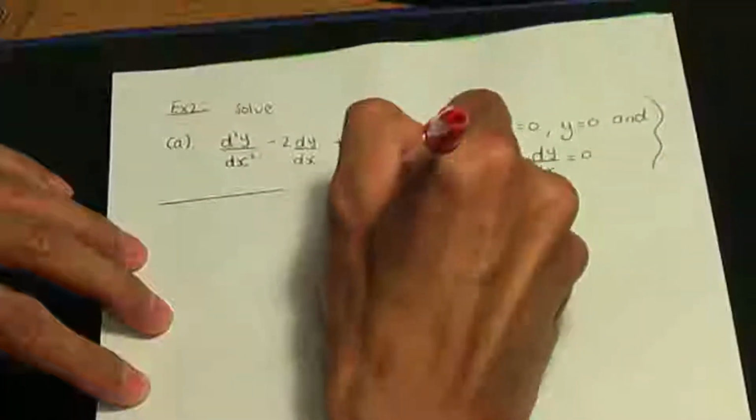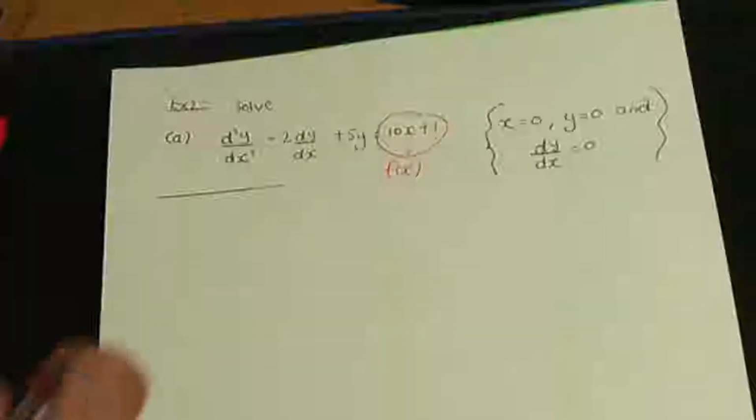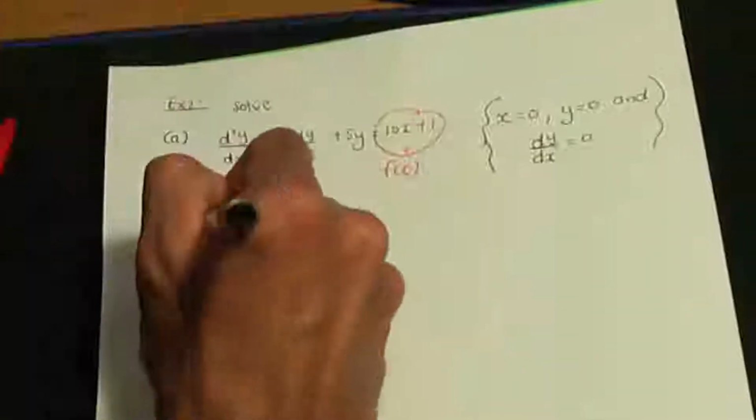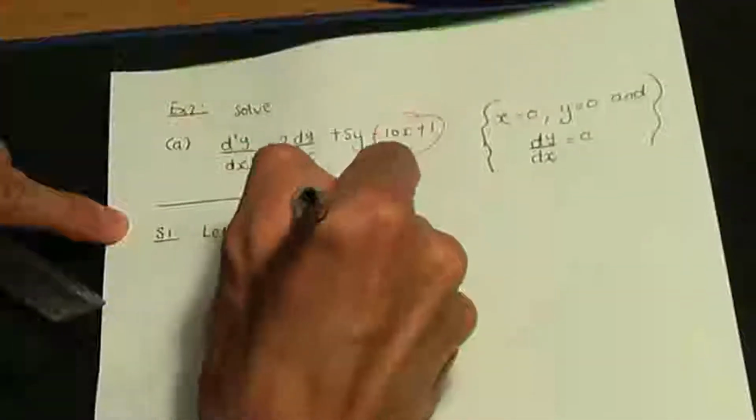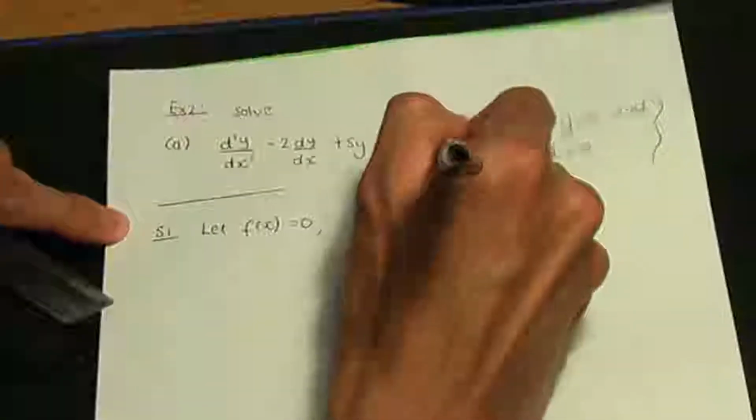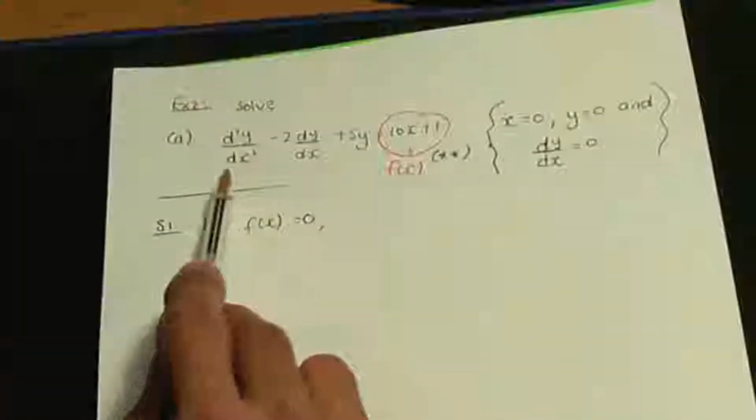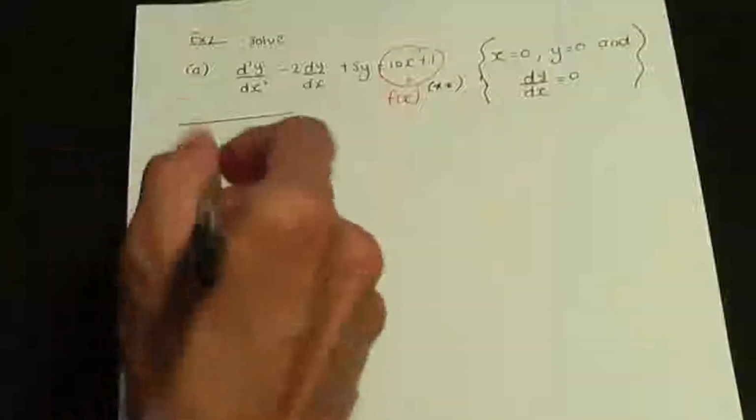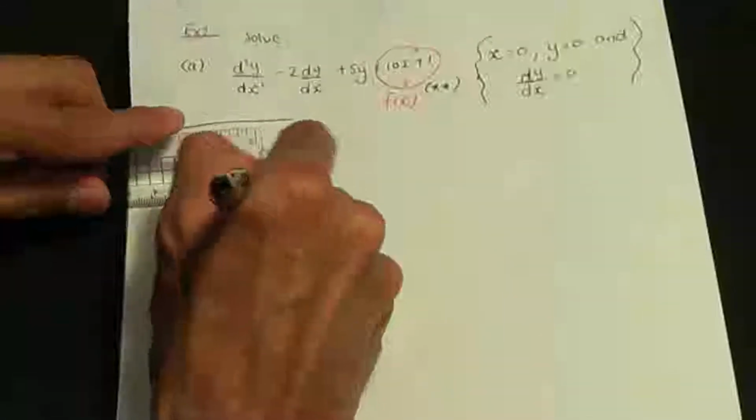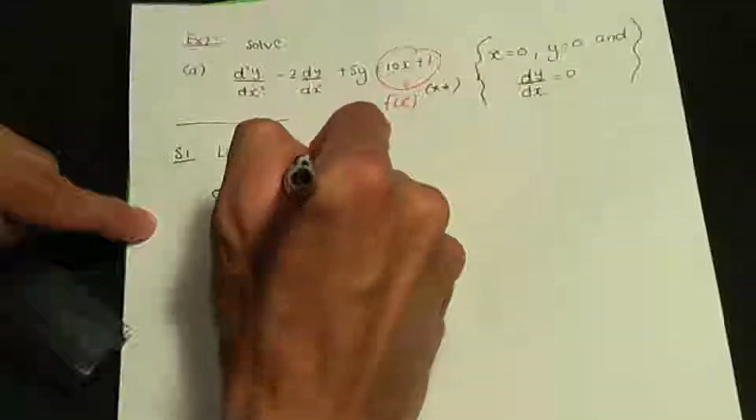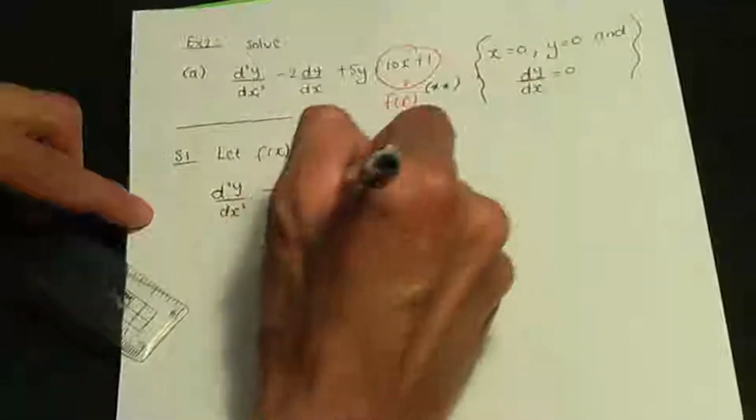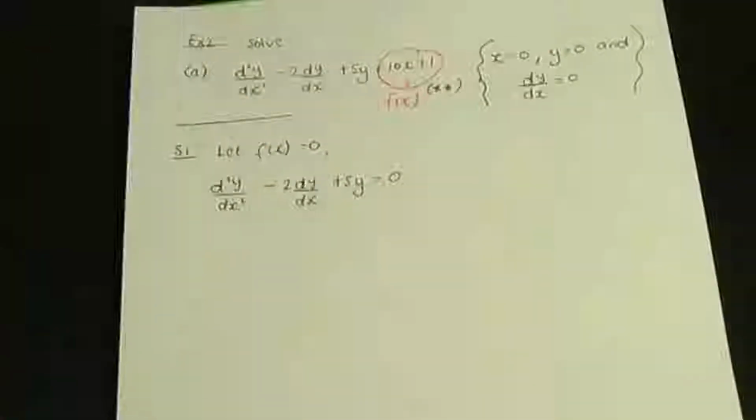So here is our f of x, the function on the right hand side of this equation. So in step number 1, let me let f of x equal 0, and I'm going to call this equation in question double star. So remember, we named this double star in the previous video. So if I let f(x) equal 0, this equation becomes d2y by dx squared minus 2 dy by dx plus 5y is equal to 0. Okay, so I'm going to call this equation star.